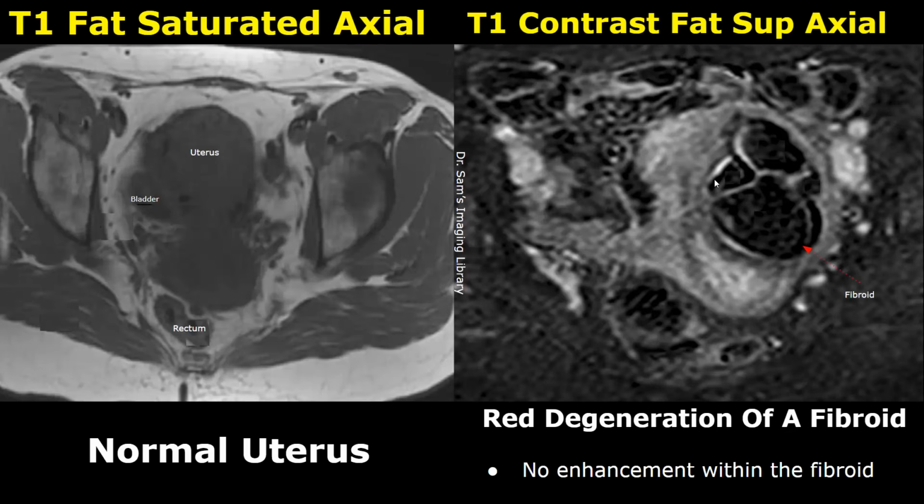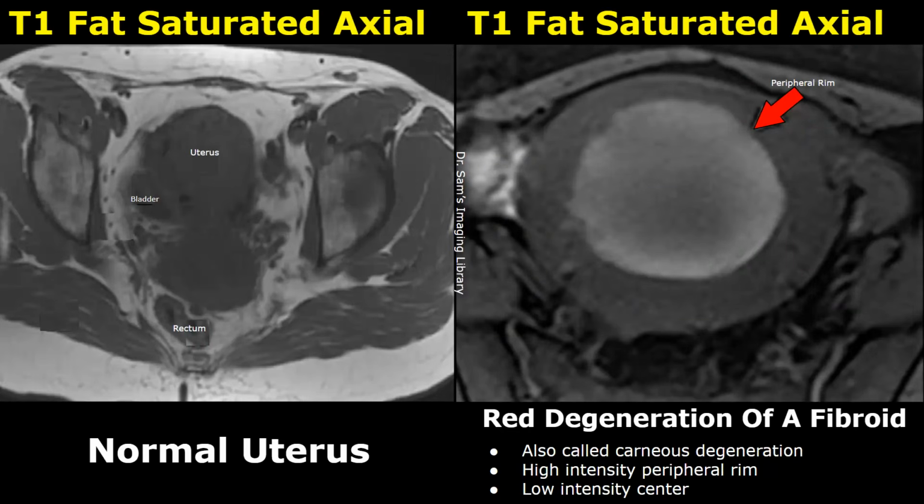The red degenerated fibroid has no enhancement. In some cases, a red degenerated fibroid may have a high intensity peripheral rim and a low intensity center. This is a T1 fat saturated sequence in axial view.